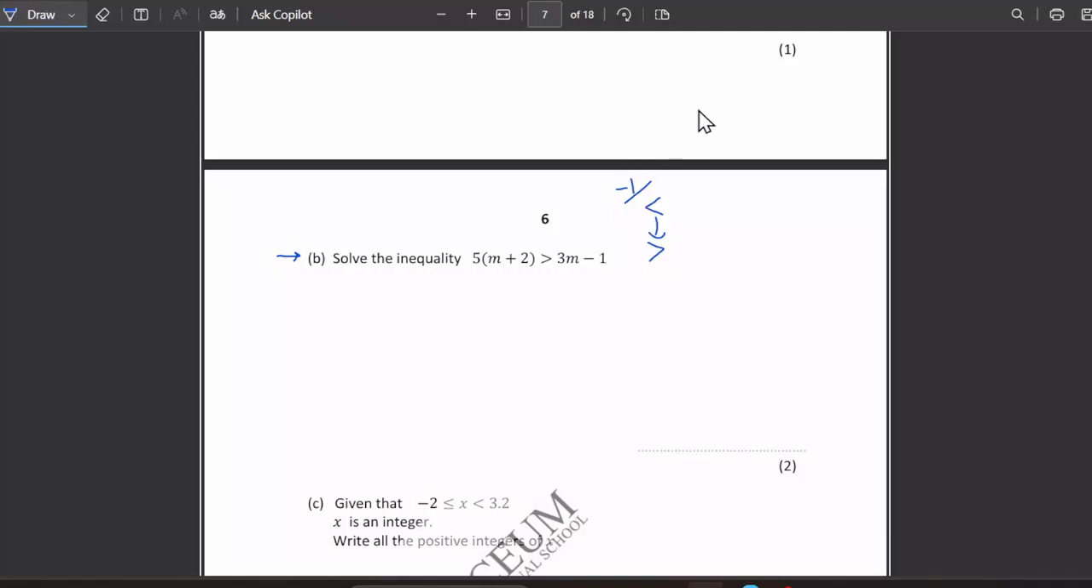Also, let's say if you have something like this, then you take the reciprocal. Okay. Now also this should change. So these are the two rules you have to remember when you do an inequality question. Okay. Now first we can expand this bracket, 5m plus 10, 3m minus 1. Okay. So we can take this 10 to the other side.